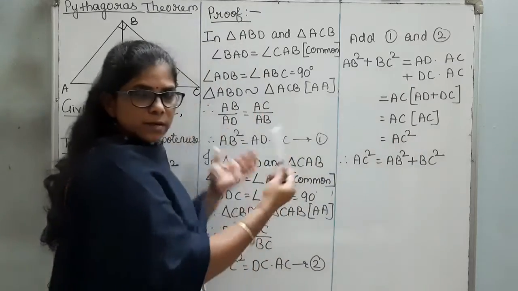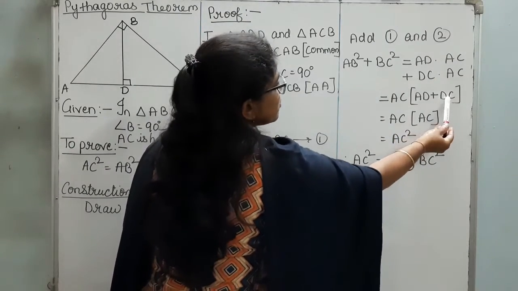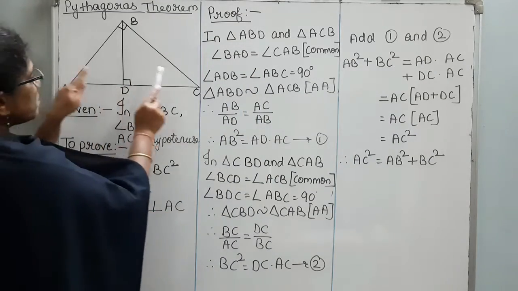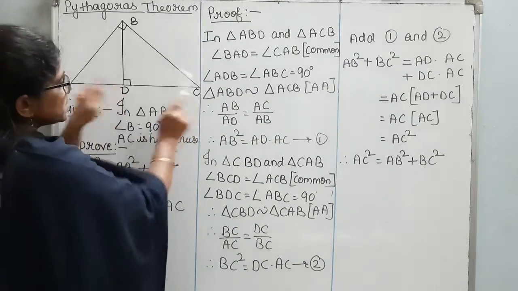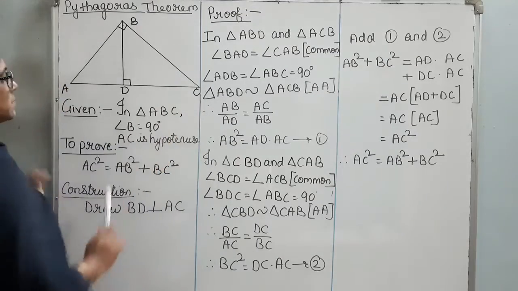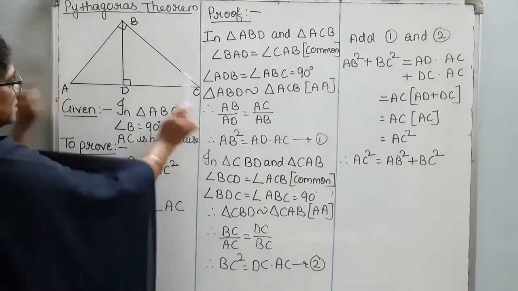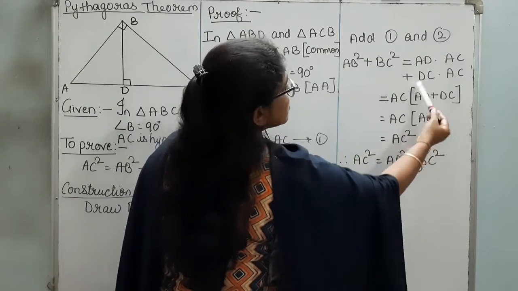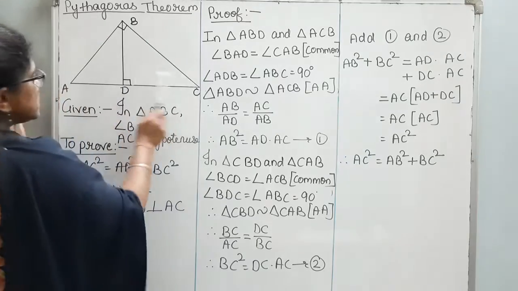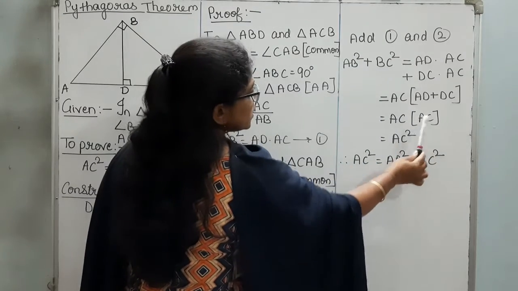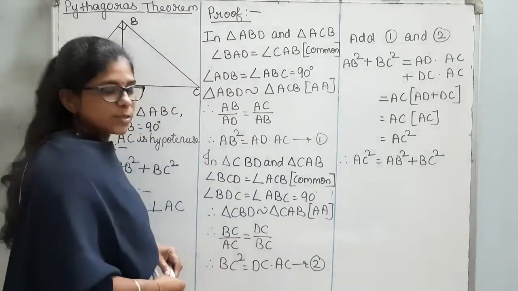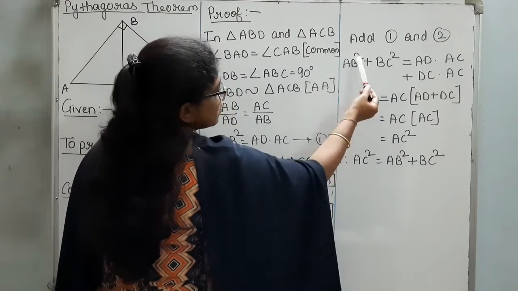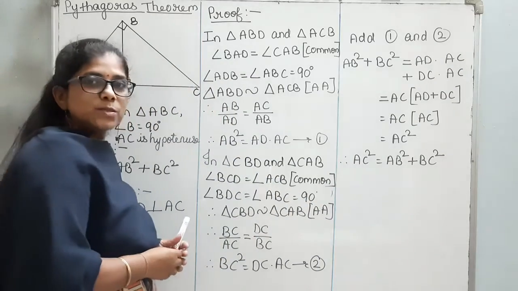Just have a look at our figure here. AD plus DC. Where is it? What is AD plus DC? It's nothing but this line AC. So if we add these parts, that is AD and DC, we get AC. So AC into AC, we get AC square. So now our final statement: this AC square is nothing but AB square plus BC square.